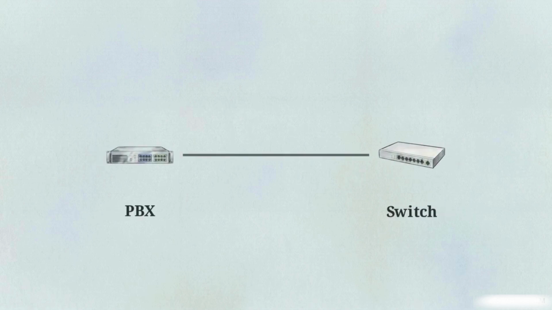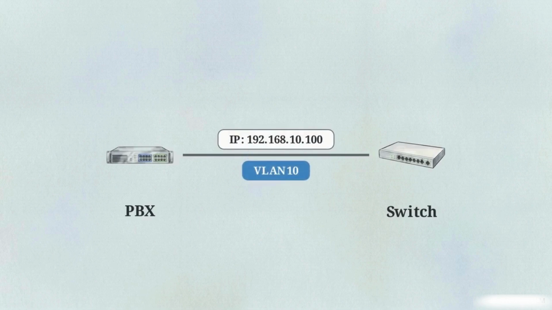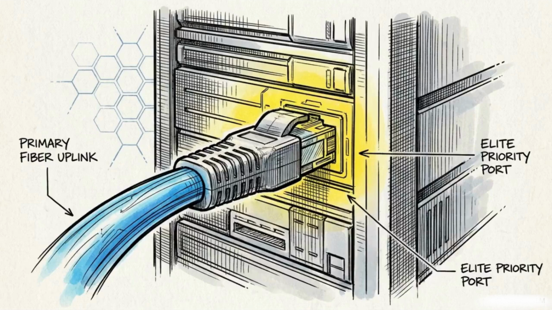Our deconstruction begins with the network's physical layout, then moves through IP addressing and VLANs, before concluding with the prioritization rules of quality of service. Completing these steps integrates the PBX into the enterprise stack as a resilient, high-priority communication node.